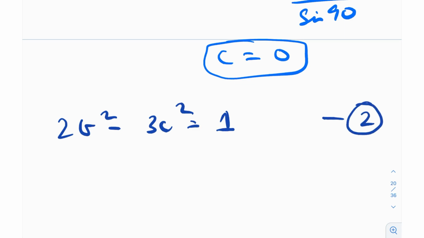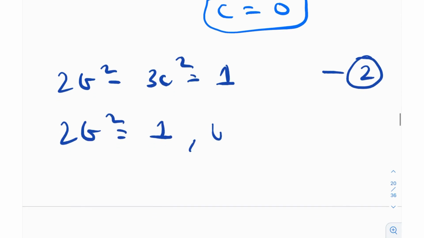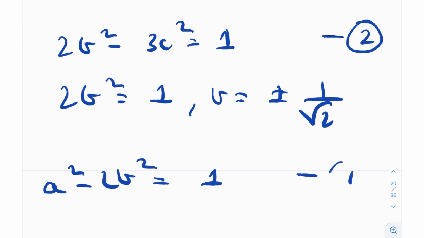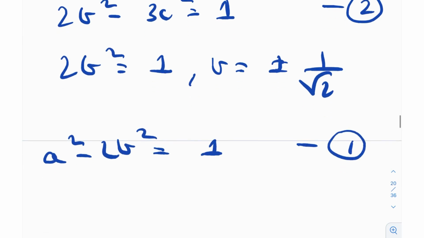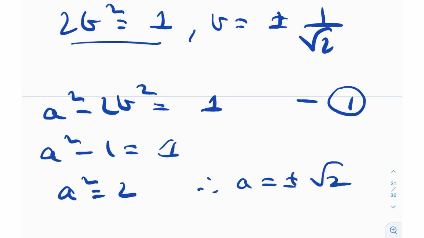Equation number 2, right? So if I just plug in maybe c is equal to 0 over here, I'll get 2b squared is equal to 1, or rather b is equal to plus or minus 1 by root 2. So I've got a set of values for b as well. Now I have a square minus 2b square is equal to 1, which was my equation number 1. And 2b squared so happens to be 1. So a square minus 1 is equal to 1. Or in other words, a square is equal to 2. Therefore, a is equal to plus or minus root 2.